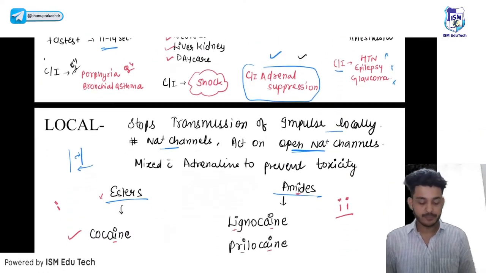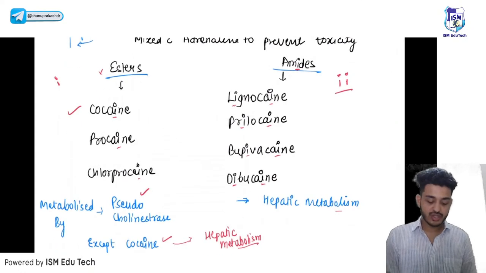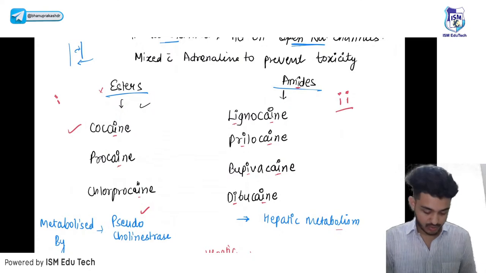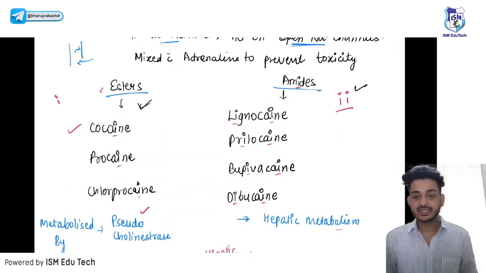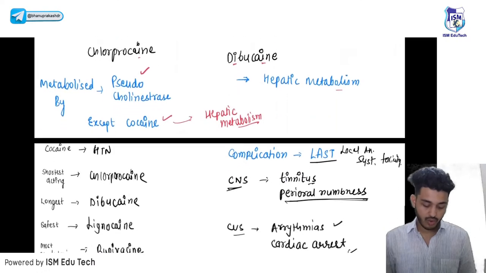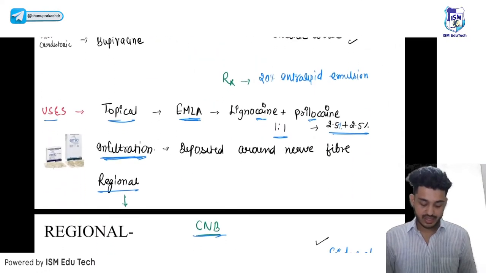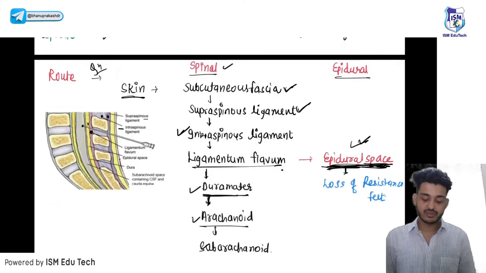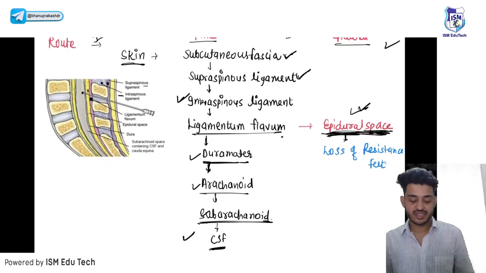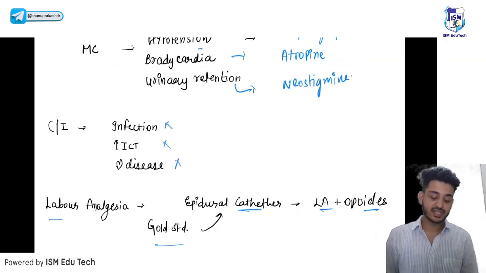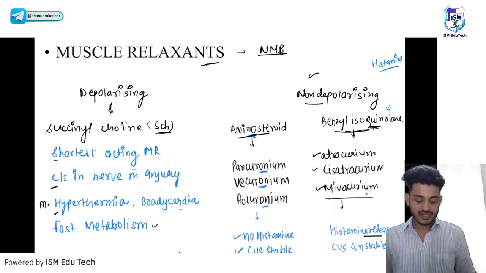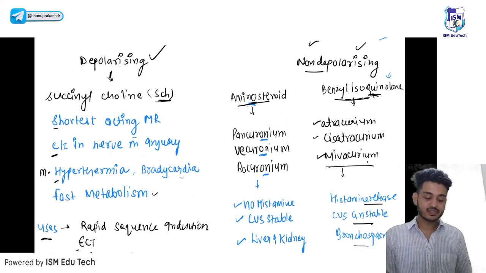This one is local anesthesia. Local anesthetic drugs, you should remember. We are using them for regional anesthesia, right? So that will be your regional as well. Esters and amides, we have seen. Uses in regional are peripheral nerve block, spinal and epidural. We have to remember the pathway of spinal anesthesia and epidural anesthesia. Okay, the complications, contraindications, labor analgesia.